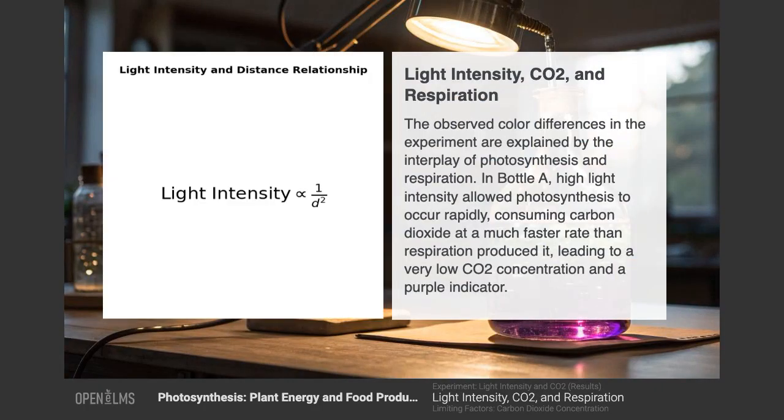Light intensity, CO2, and respiration. The observed color differences in the experiment are explained by the interplay of photosynthesis and respiration. In bottle A, high light intensity allowed photosynthesis to occur rapidly, consuming carbon dioxide at a much faster rate than respiration produced it, leading to a very low CO2 concentration and a purple indicator.